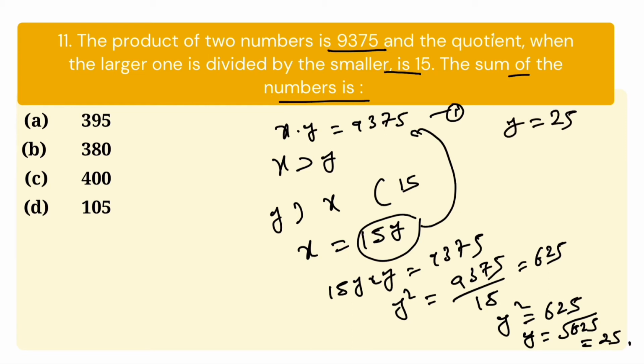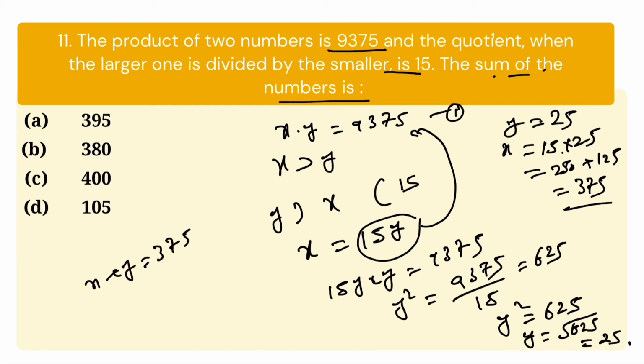If you substitute this y value here, you will get the x value, which is 15 into 25, so 250 plus 125, which is equal to 375. You got x and you got y. The question is the sum of these numbers, which means x plus y, which is equal to 375 plus 25, which is equal to 400.